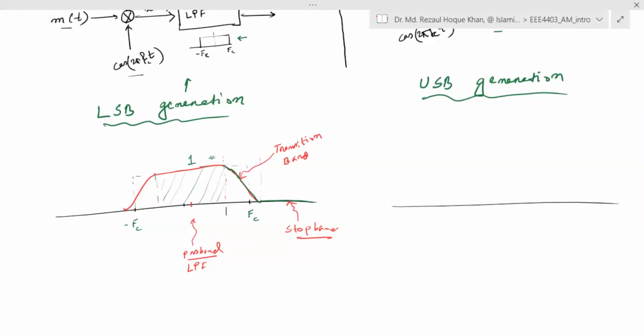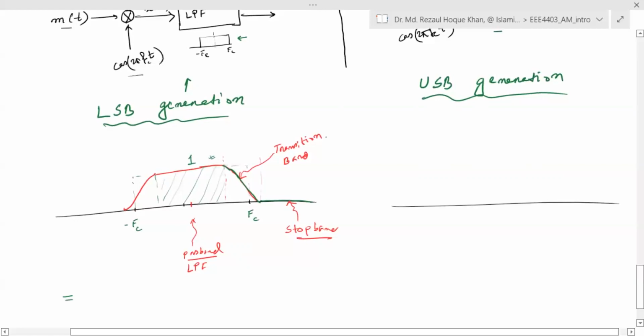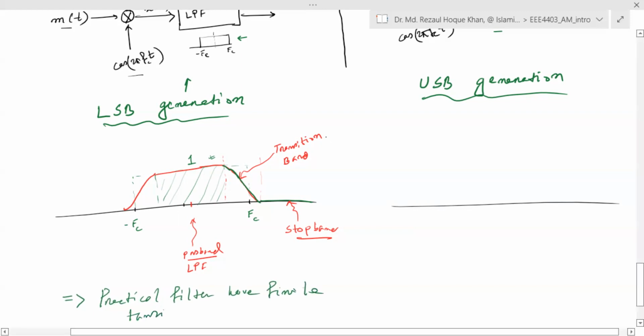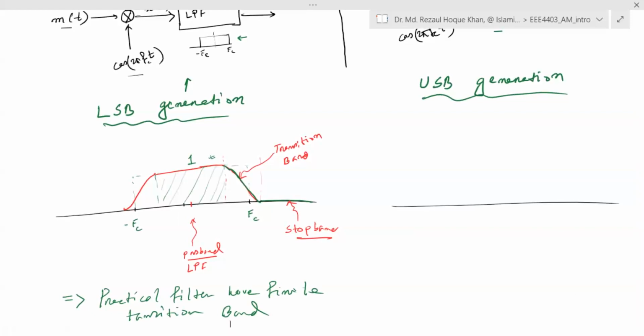Now, for a practical filter, there is a finite transition band. That's what I'm saying. So what we are saying is that practical filters have a finite transition band. This is true for the upper sideband also.